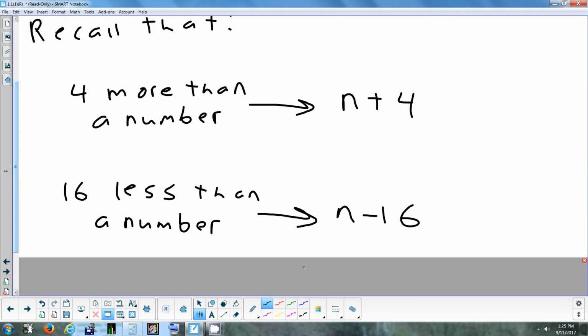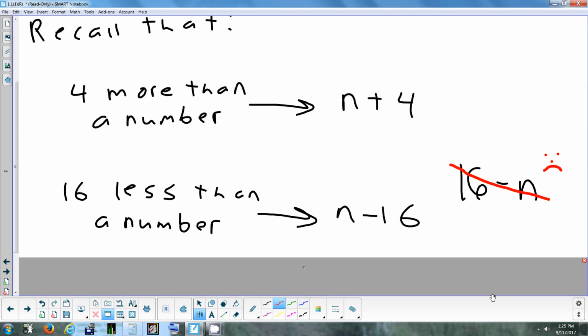16 less than a number. All right? Some people may think 16 minus n. No. You always want to put the variable first. As soon as it says less than, that tells you to reverse the order. All right? So 16 minus n, you don't want to put that. Especially when it's less than, always put the variable first.